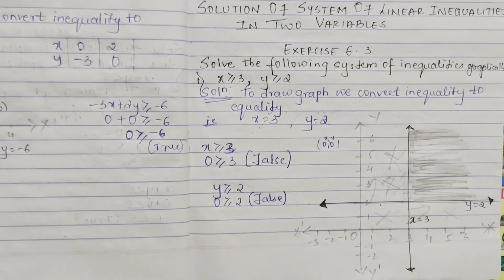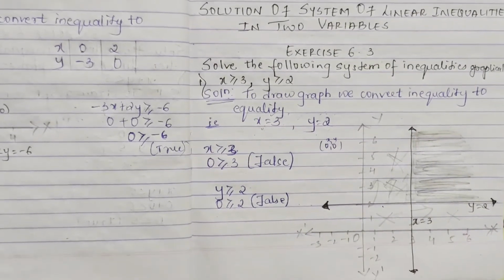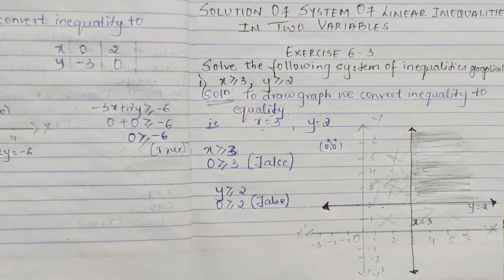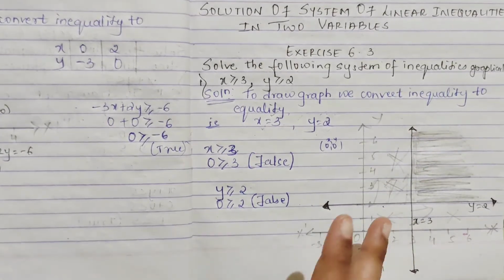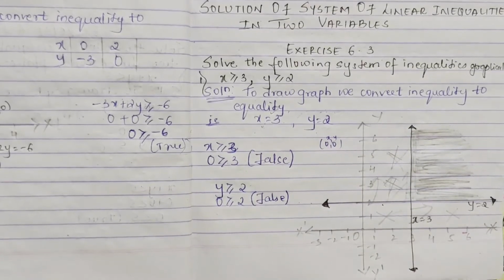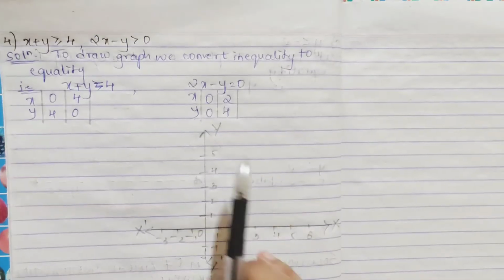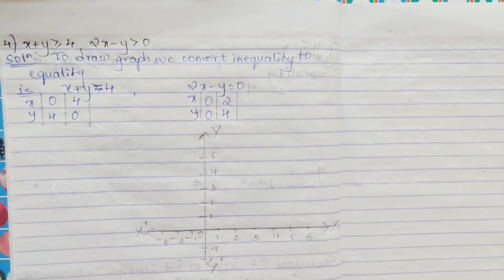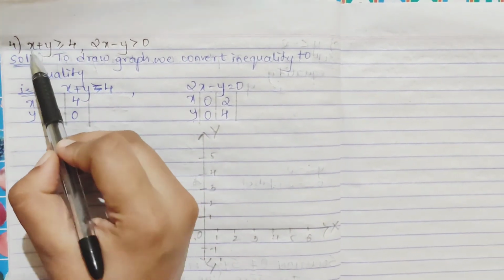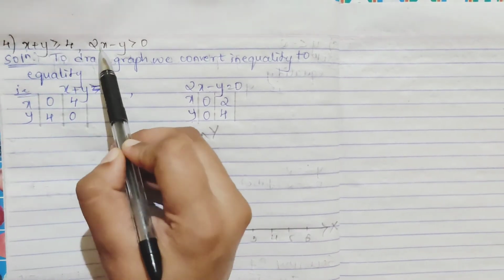It is very easy. Please concentrate on these problems. Okay, I hope you have understood how to solve when you have two equations of two variables. Please pause the video to note it down. Next, I have taken the fourth question: x plus y greater than or equal to 4, 2x minus y greater than 0.